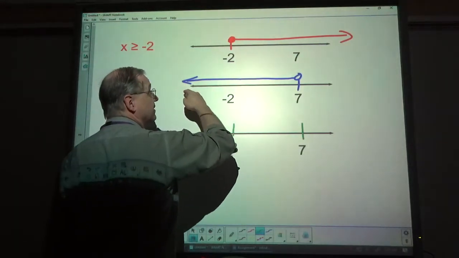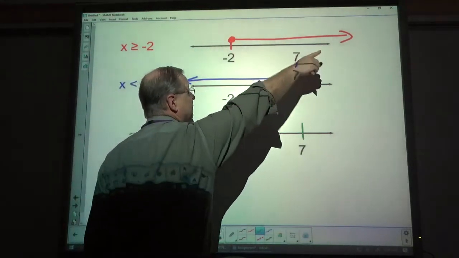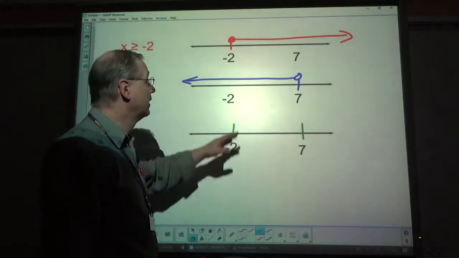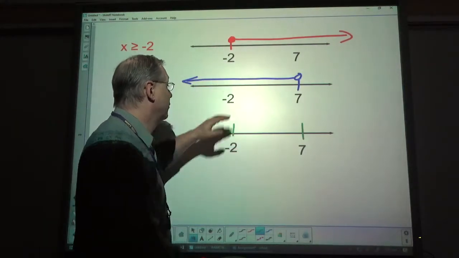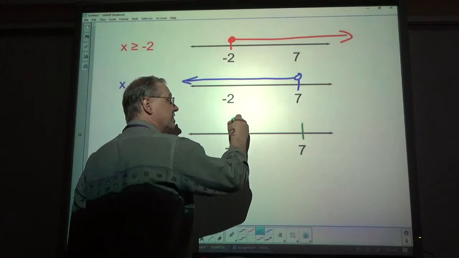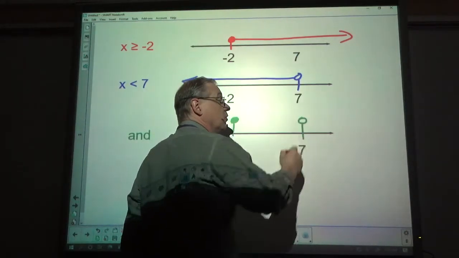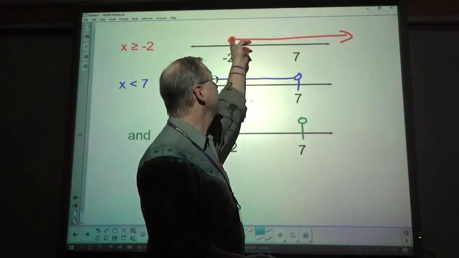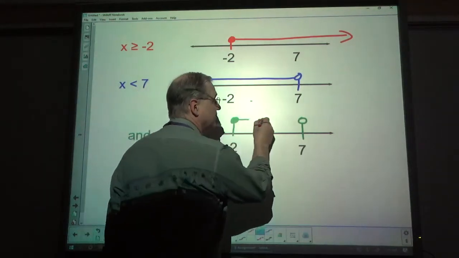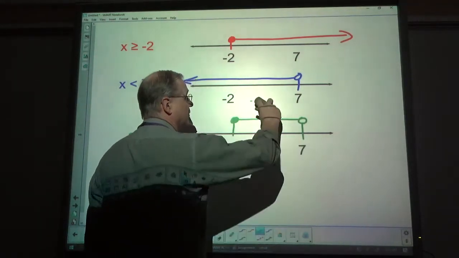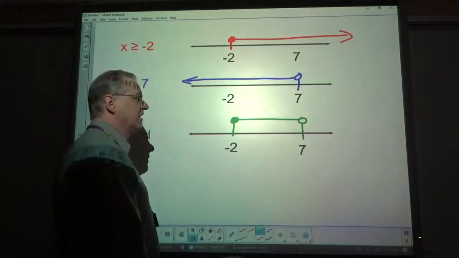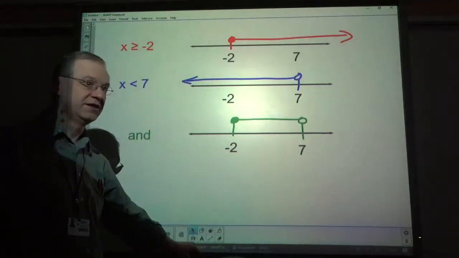Below 7 is in this one. Above -2 is in that one. -2 is in both, so I'm going to put a solid dot over -2. 7 is not in both, so I'm going to put an open circle. But everything in between is in both. So that's why we have a line connecting that solid dot and that open circle.